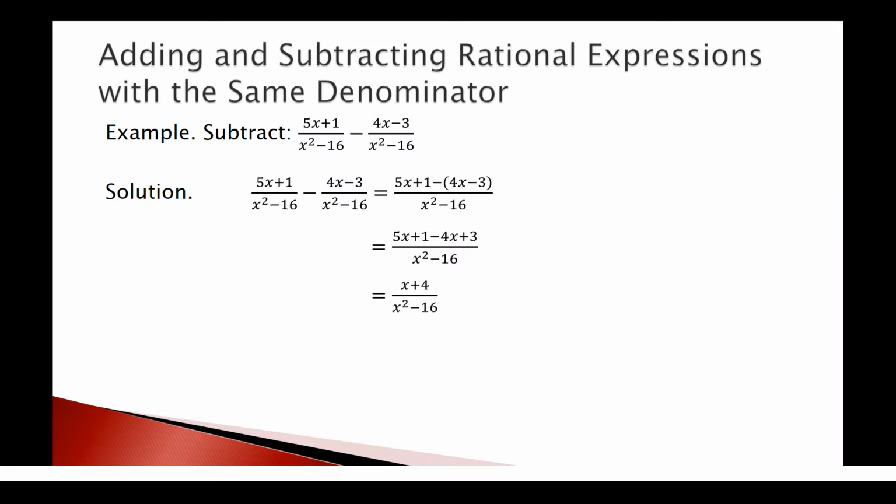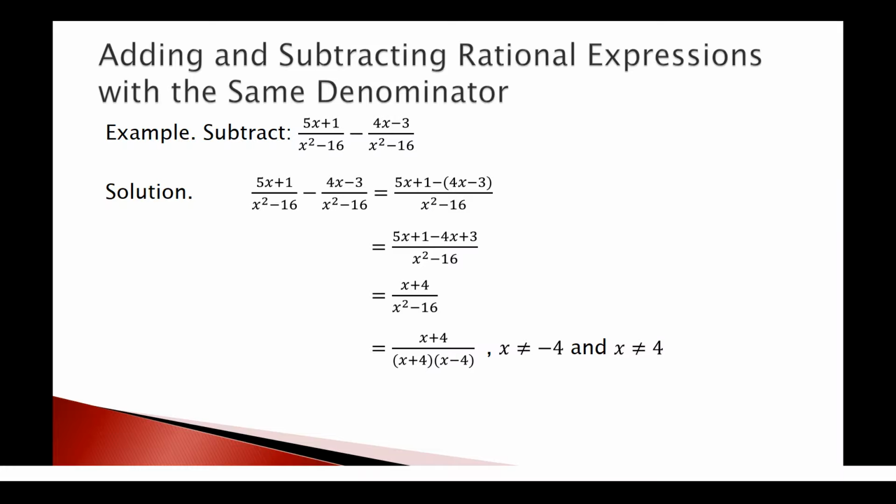Now when you add, subtract, multiply or divide rational expressions, you need to simplify as far as possible. In this case we have x plus 4 over x squared minus 16. We shouldn't stop here because x plus 4 and x squared minus 16 may have some common factor other than 1. So let's factor the denominator x squared minus 16 completely. x squared minus 16 is again a difference of two squares, x squared minus 4 squared, so we can write that as x plus 4 times x minus 4.